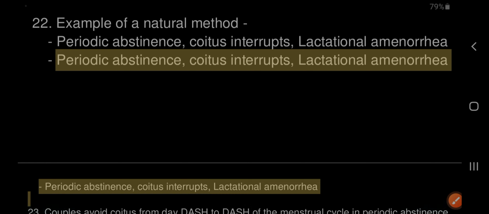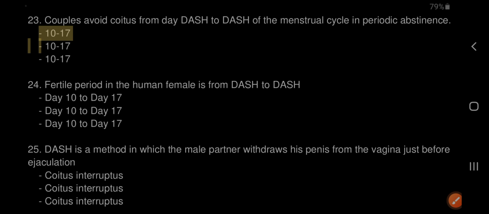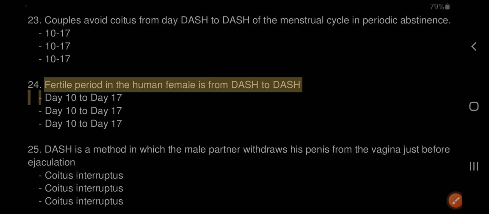23. Couples avoid coitus from day 10 to 17 of the menstrual cycle in periodic abstinence. 24. Fertile period in the human female is from day 10 to day 17.